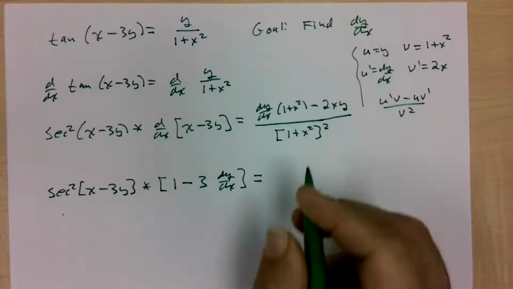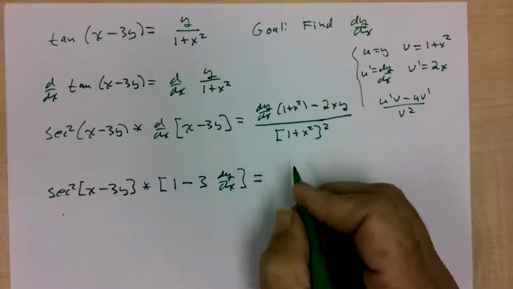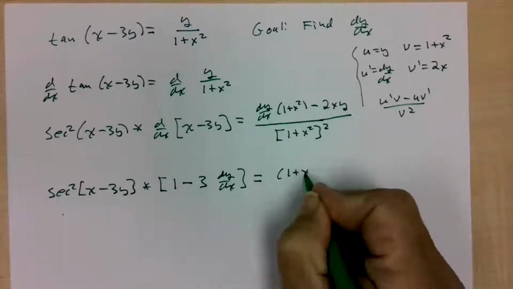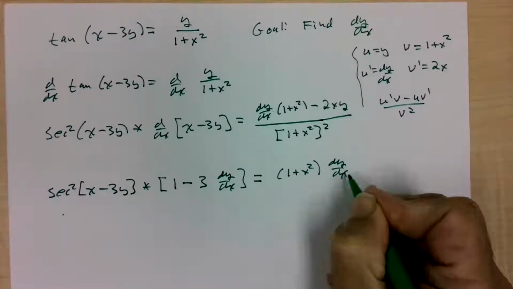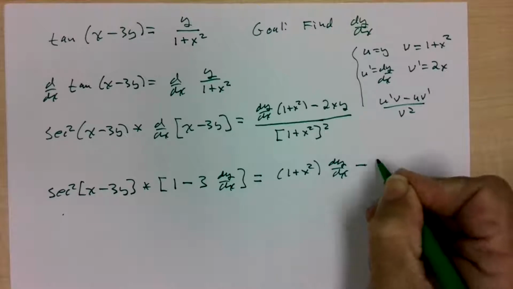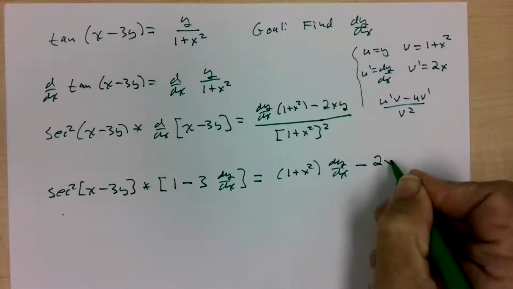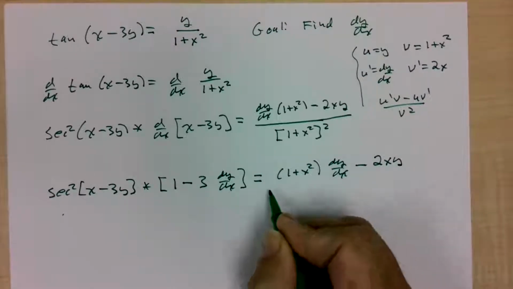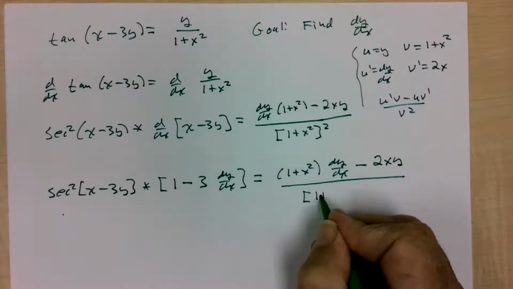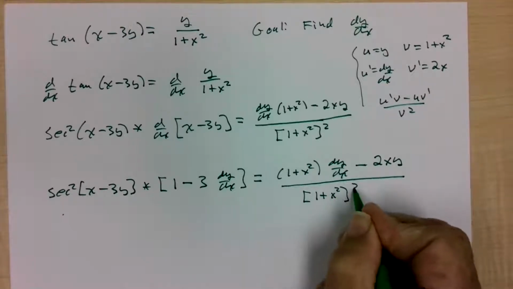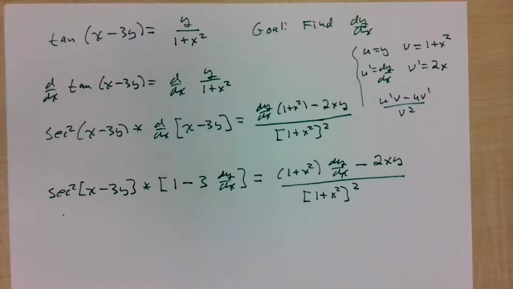Equals all of this on the right, which I'll rewrite as (1 plus x squared) dy/dx minus 2xy over (1 plus x squared) squared. So we have a lot going on here, a lot of tedious algebra.